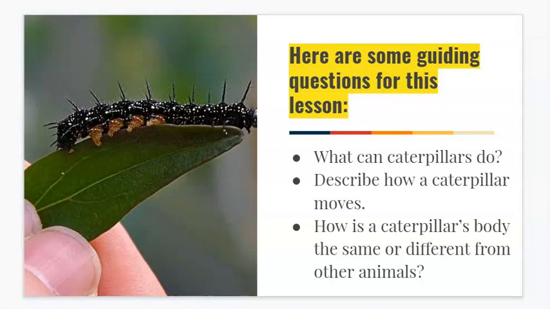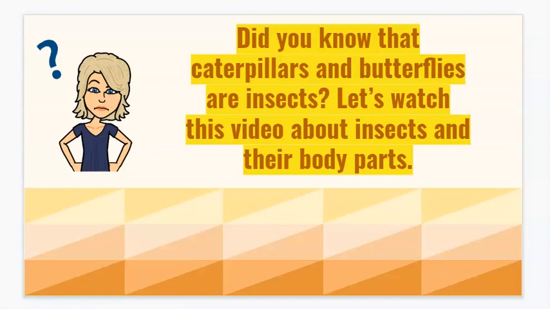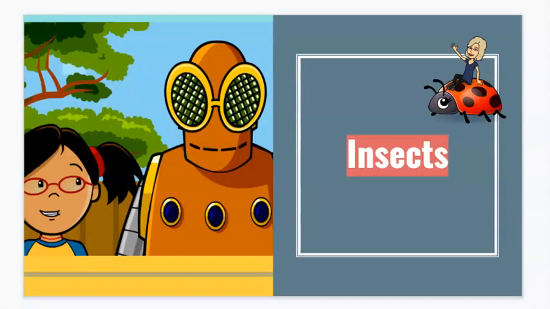Here are some guiding questions for this lesson. What can caterpillars do? Describe how a caterpillar moves. How is a caterpillar's body the same or different from other animals? Later, we will be comparing and contrasting our body with caterpillars. Did you know that caterpillars and butterflies are insects? Let's watch this video about insects and their different body parts.